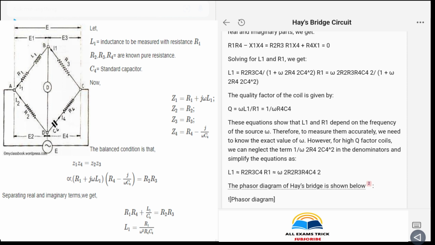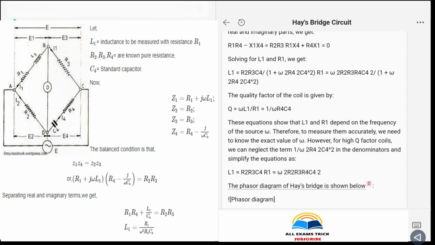Solving for L1 and R1, we get L1 is equal to R2 R3 C4 over (1 + omega squared R4 squared C4 squared). R1 is equal to omega squared R2 R3 R4 C4 squared over (1 + omega squared R4 squared C4 squared). The quality factor of the coil is given by Q is equal to omega L1 over R1 is equal to 1 over omega R4 C4. These equations show that L1 and R1 depend on the frequency of the source omega.